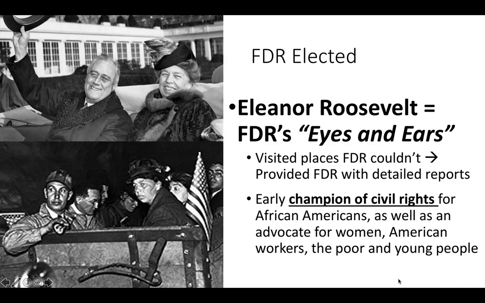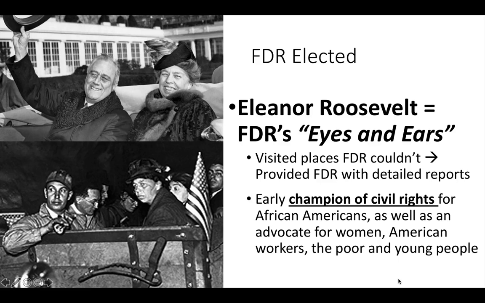All right. Now, one of the interesting things about FDR being disabled, one of the effects of that, is the fact that obviously FDR is not going to be as mobile as somebody who had full use of their legs. So what happens is he comes to rely very heavily on his wife, Eleanor Roosevelt. And Eleanor Roosevelt is a feminist icon, and not just that, but an icon of what a first lady can be, a very active first lady, because she takes on this role as FDR's eyes and ears. So for example, in the bottom left, she's riding in a coal mine with the coal miners trying to understand what they're going through, right? And she's representing the president by being there.